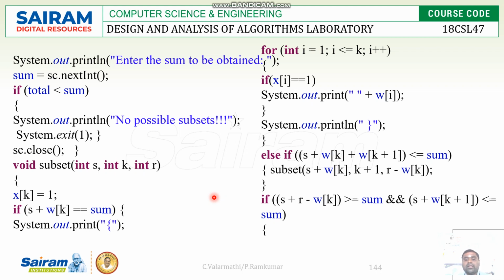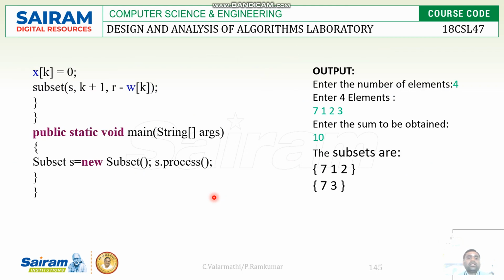it will be computed. Then we are checking whether s plus r minus w of k is greater than sum, as well as s plus w of k plus 1 is less than or equal to sum. If those conditions are satisfied, then we have to display the results. Then under the main function we have to call those values as subset s is equal to new subset and s.process, because the object is s. Using that object we will call that process. Process has been defined in the program itself.